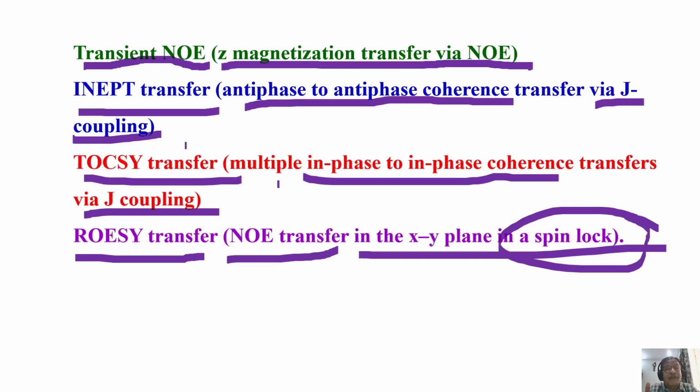Otherwise, you will not get the required information. So, this is what we understand by spin physics, and then design the experiment. You can exchange the magnetization, or transfer the polarization between antiphase to antiphase, in phase to in phase, in the XY plane, in the rotating frame, or in Z magnetization. Varieties of things we can do.